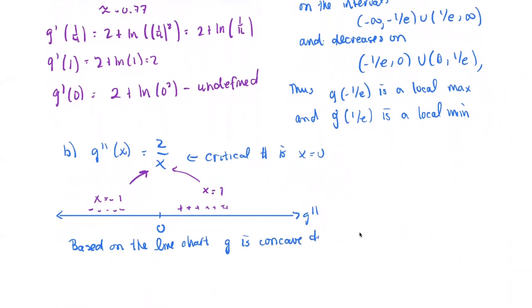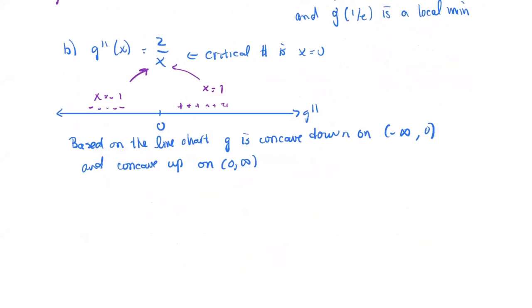g is concave down on -infinity to 0, and concave up on 0 to infinity. Okay, so far, based on my analysis, right? So now I got to do part C.